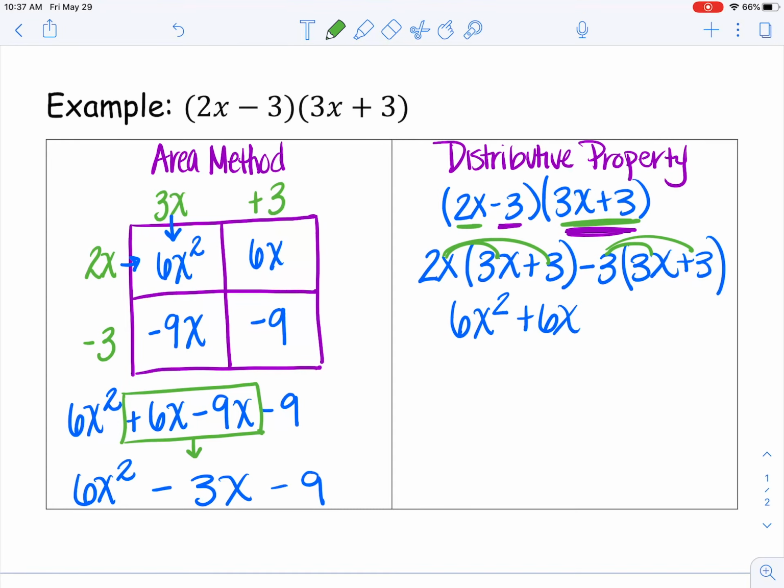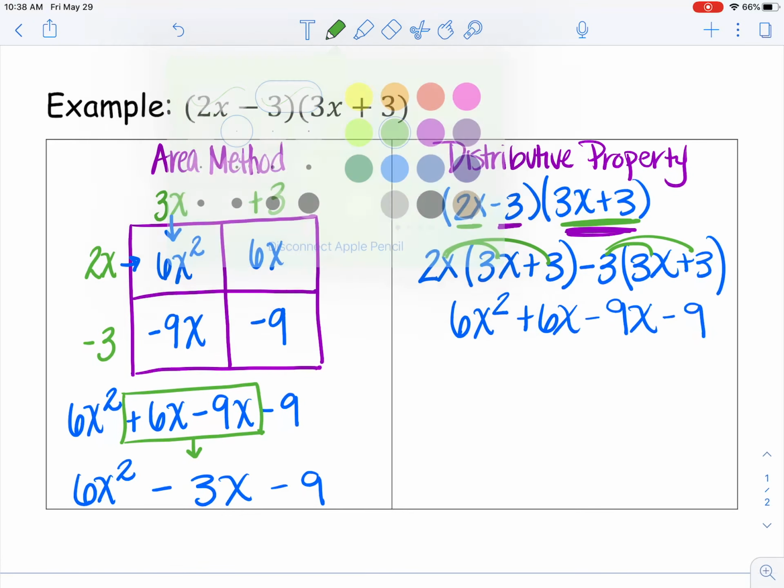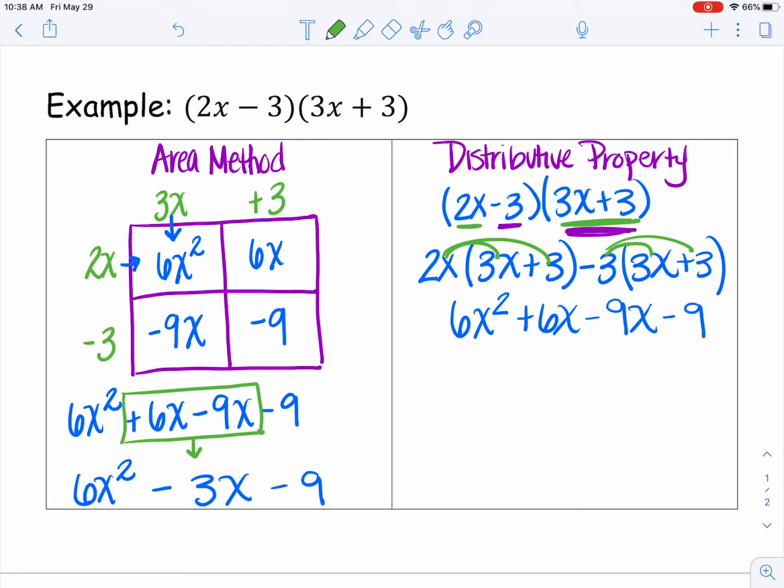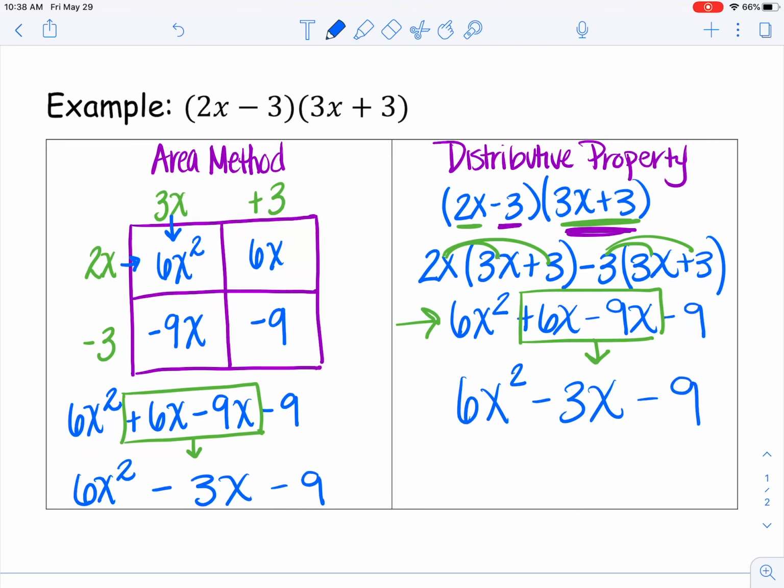I now need to take negative 3 and distribute that. So negative 3 times 3x is negative 9x, and negative 3 times 3 is negative 9. Okay, and again, hopefully you're seeing that this line right here is what you have in your box in the area method. And we need to take that same last step by combining like terms. So 6x squared minus 3x minus 9. And you are done.